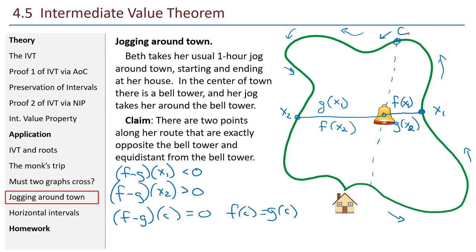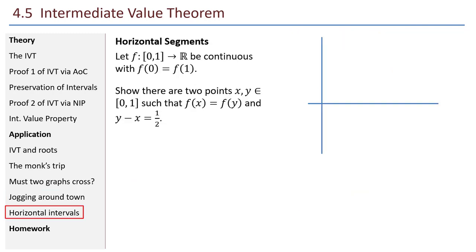All right, one last application. Here's our last curious fact that comes as a result of the intermediate value theorem. Suppose f from 0 to 1 to R is continuous with f of 0 equals f of 1. Now, I'll draw f of 0 and f of 1 both equal to 0, but that's okay. Anything works. Show that there are 2 points, x and y, such that f of x equals f of y, and y minus x equals 1/2.